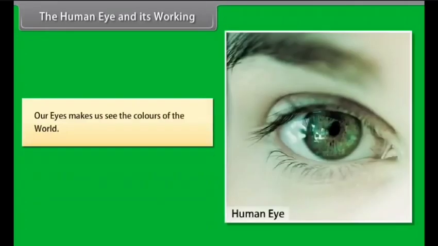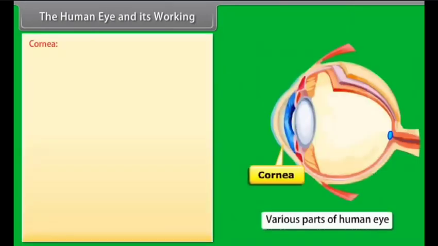The human eye and its working. Our eyes make us see the colors of the world. The human eye has a crystalline lens and it works like a camera. Various parts of the eye along with their functions are: cornea.